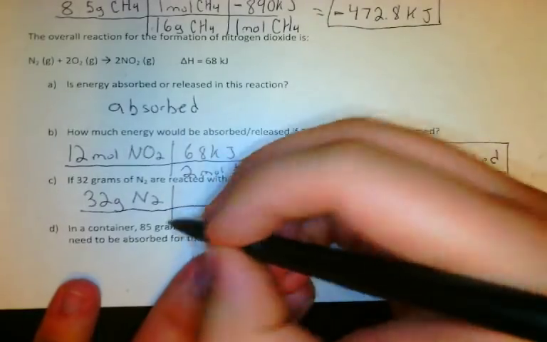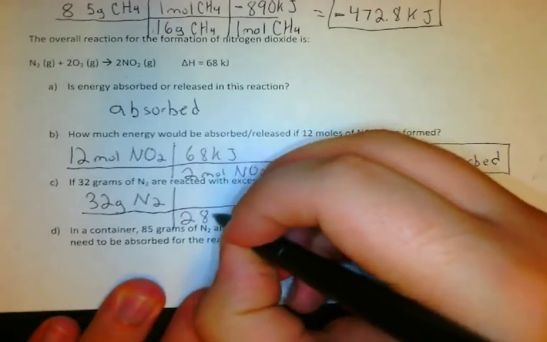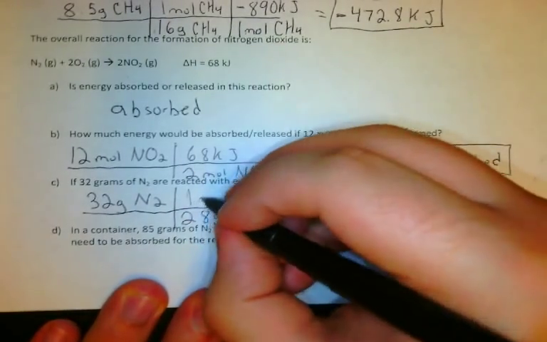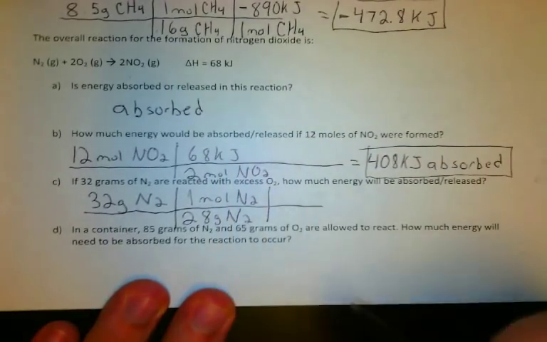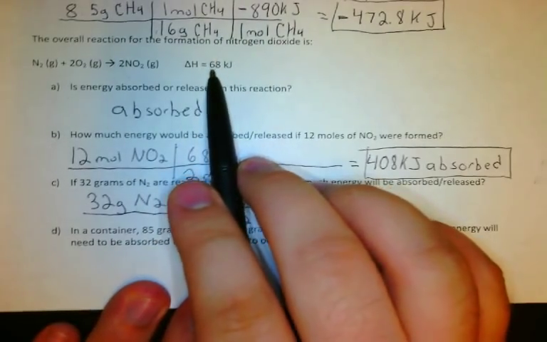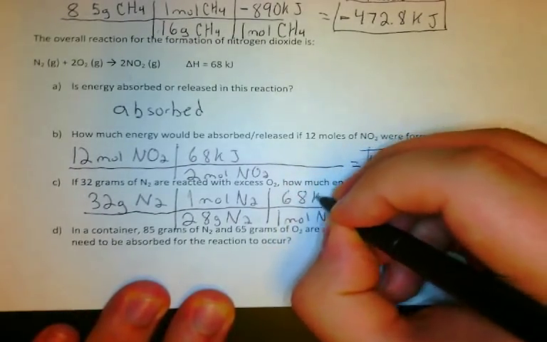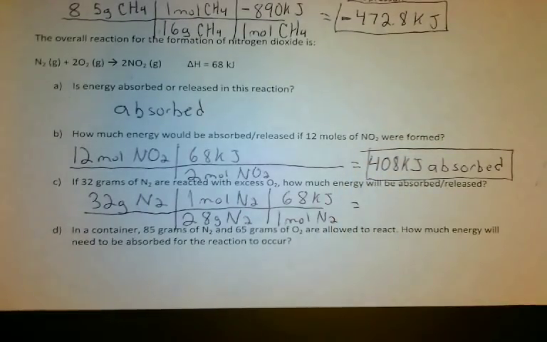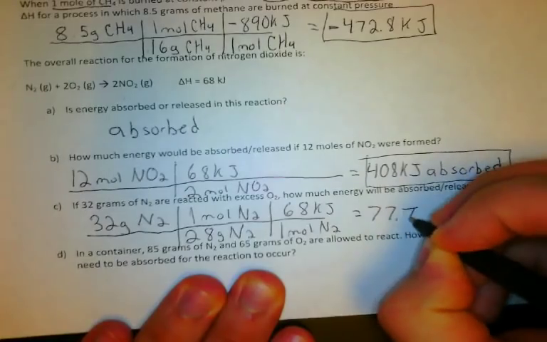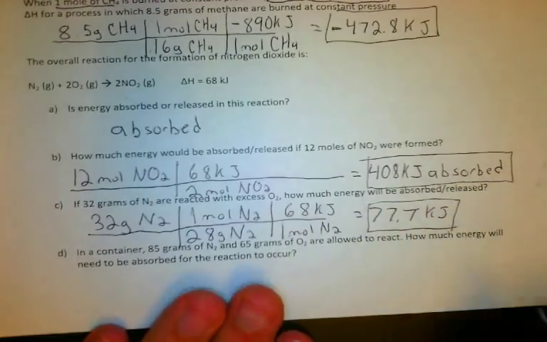So 32 grams of N2. N has a molar mass of 14, so 2 of it would be 28 grams. That's 1 mole. And if I look at the balanced equation, 1 mole of N2 makes or requires an absorption of 68 kilojoules. So 1 mole of N2 requires 68 kilojoules. And if I do the quick math, it should be 32 times 68 divided by 28. And you should get 77.7 kilojoules. And it's positive, so it's absorbed. You should, on the assessment, write absorbed.